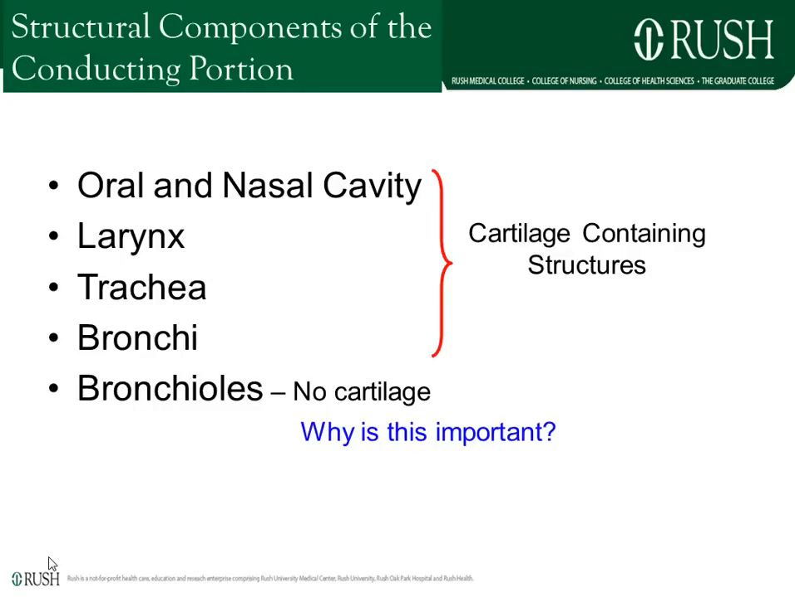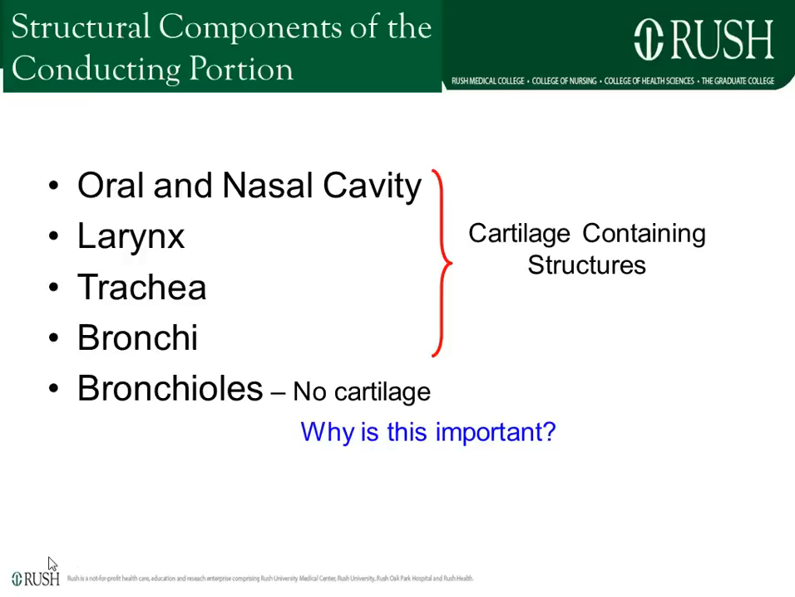So in the conducting portion, you can break it down into the subdivisions, the oral and nasal cavities, because we sometimes breathe through our mouth, especially if you have a clogged up nose. The larynx, the trachea, and the bronchi, and all of those structures contain cartilage. That's important because cartilage is a support structure in this system. It keeps the airways open.